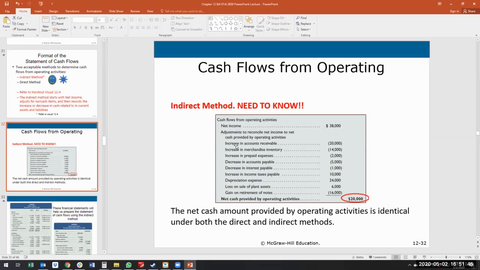So for example, if we increased accounts receivable, that's an accrual, right? So we debit accounts receivable, credit revenue. Because there's no cash in that, we would then decrease our cash flow for that amount. So if we had an increase of $20,000 in accounts receivable, we would then decrease it on our statement of cash flows because there's no cash there.